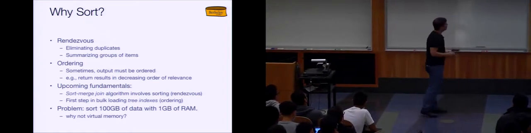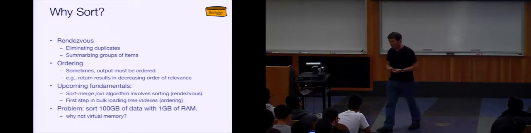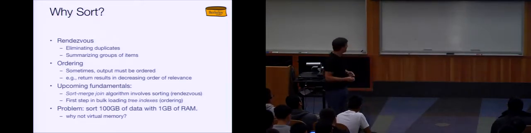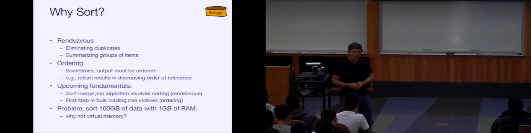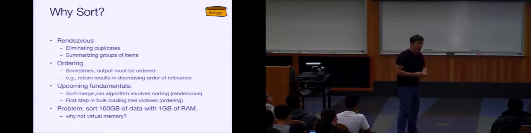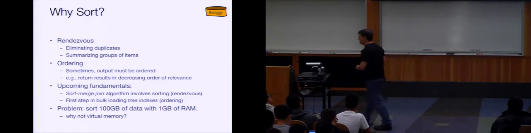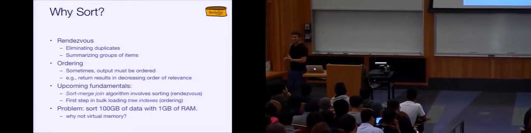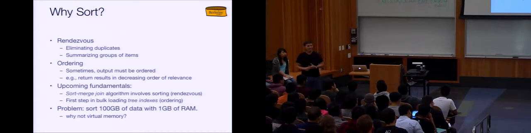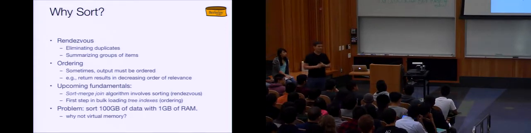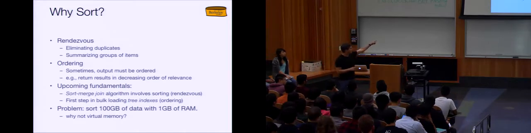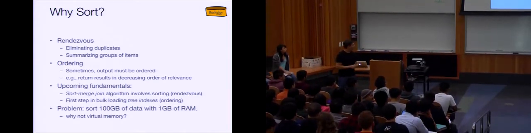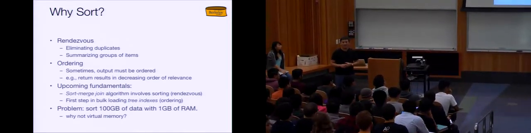So here's a simple example of the problem. I give you 100 gigabytes of data and 1 gigabyte of RAM, or I give you 100 terabytes of data and 1 terabyte of RAM. How do you sort that data? Well, you might say, memory map that data into virtual memory and then call quicksort. What's wrong with that? Anybody? Anybody who took CS162? What would be bad about, in this scenario, allocating a 100 gigabyte virtual memory file?